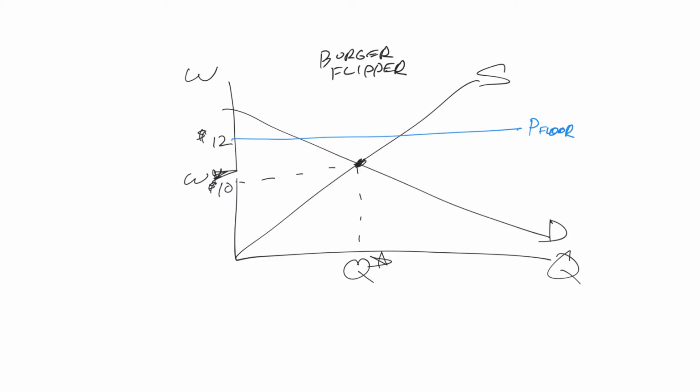Well, we're going to have a decrease in quantity demanded. We're going to move along this line. So quantity demanded will fall to here. And quantity supplied will increase from here to here.